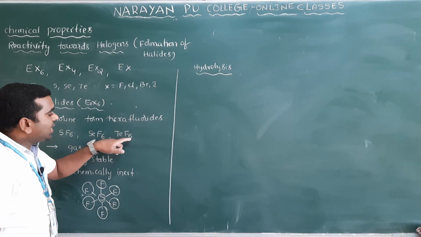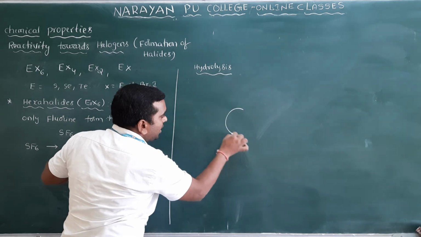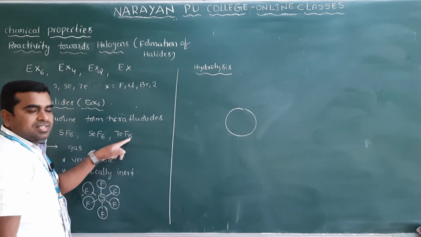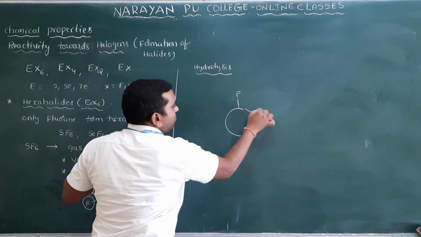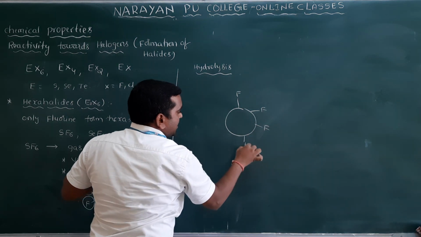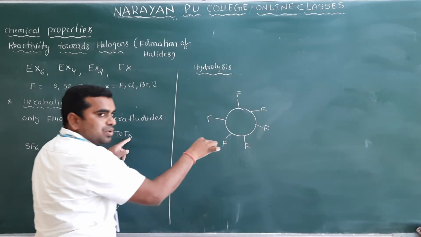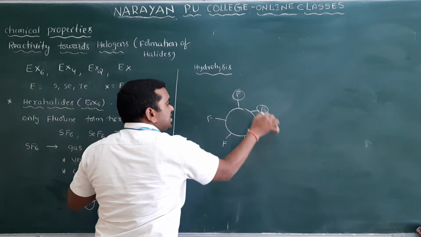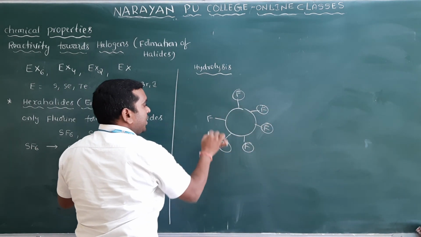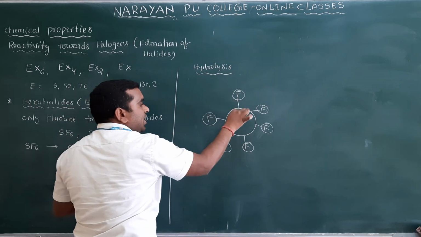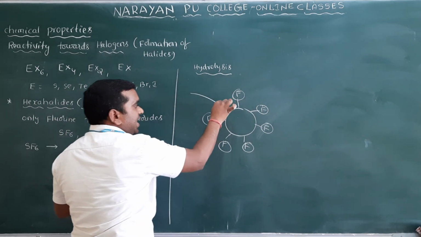And if you go for tellurium hexafluoride, tellurium is bigger in size. So how many fluorine atoms are there here? There are 6 fluorine atoms. As the size increases, what will happen? These 6 fluorine atoms cannot protect the central atom from attack by other reagents.